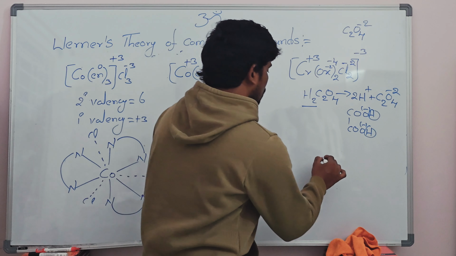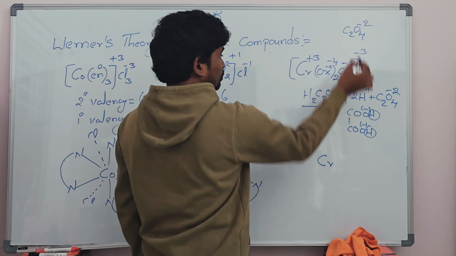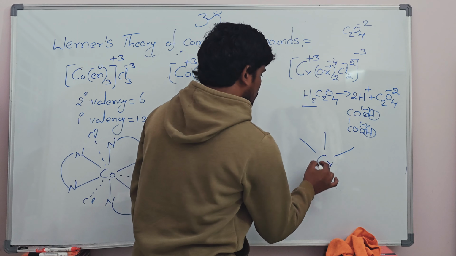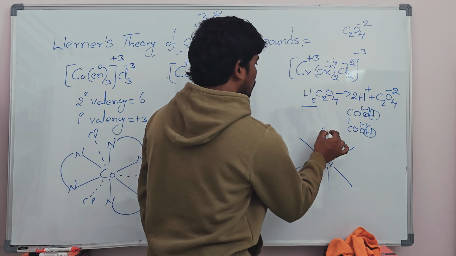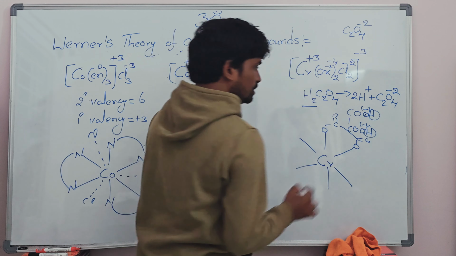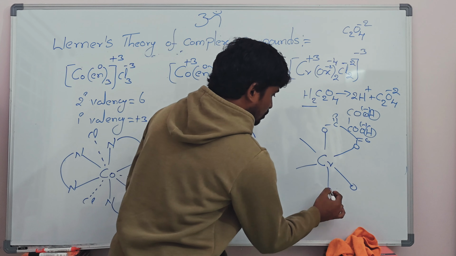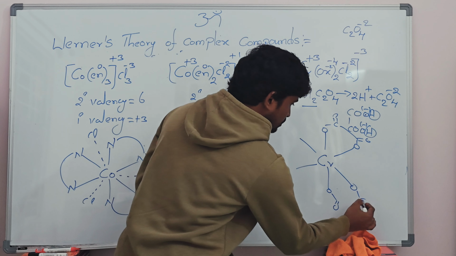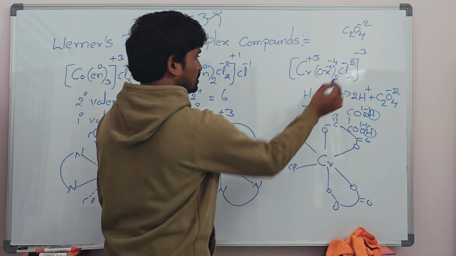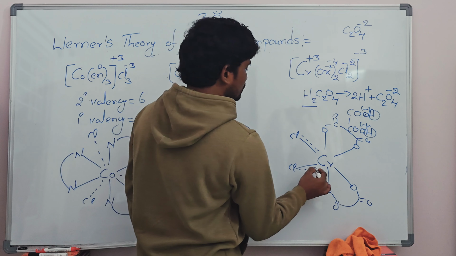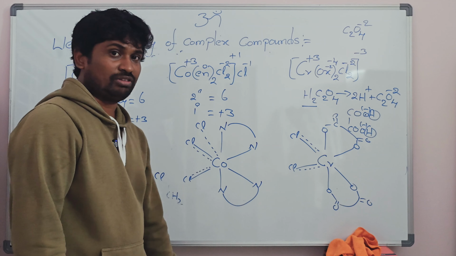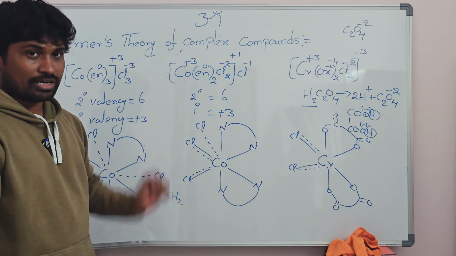Next, observe here, chromium with oxalate, where both the donor atoms are oxygen. This is the representation. O, C double bond O, C double bond O, represent like that. Next here, Cl is present. This Cl balances the primary valency as well as the secondary valency. So this is the representation of Werner's theory for bidentate ligands.